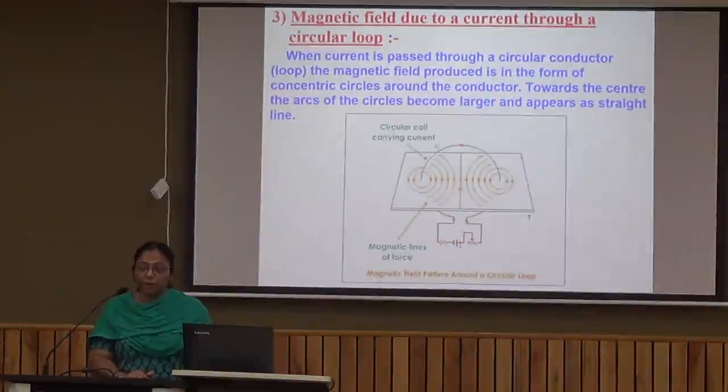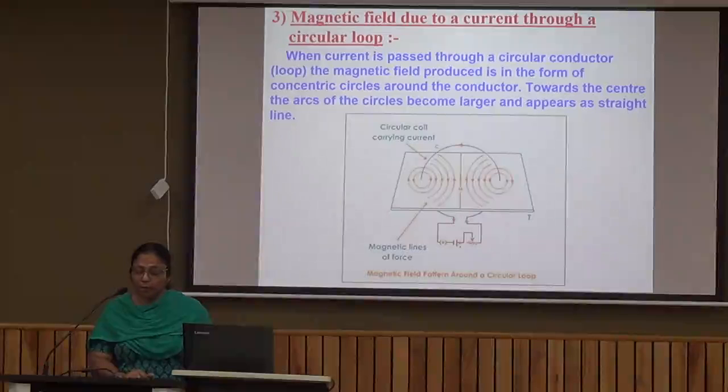Then the magnetic field around a circular loop, again traced with the help of the compass, will be as shown in the diagram, which you can observe is in the form of concentric circles around the conductor, and towards the center the arcs of the circles become larger and appear as straight lines. The diagram is important.